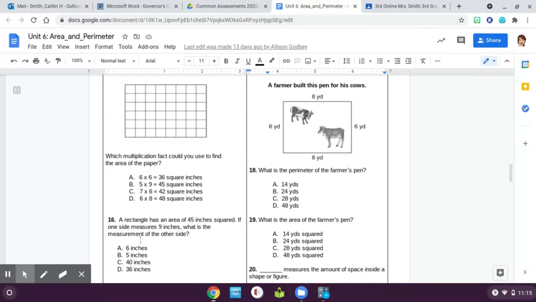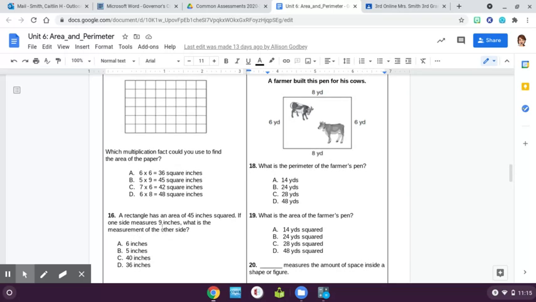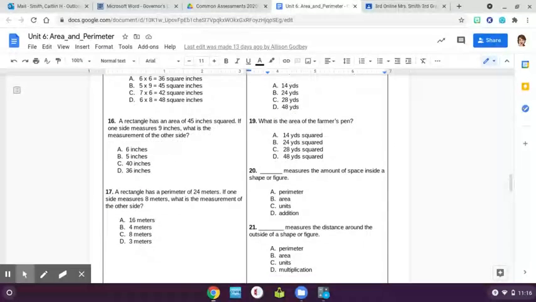Question 16. A rectangle has an area of 45 inches squared. If one side measures 9 inches, what is the measurement of the other side? So we have a missing side here. So 9 times something is going to equal 45. That something is going to be your answer. So what times 9 equals 45?